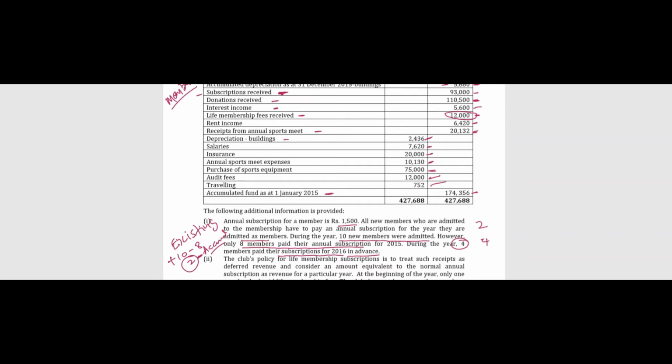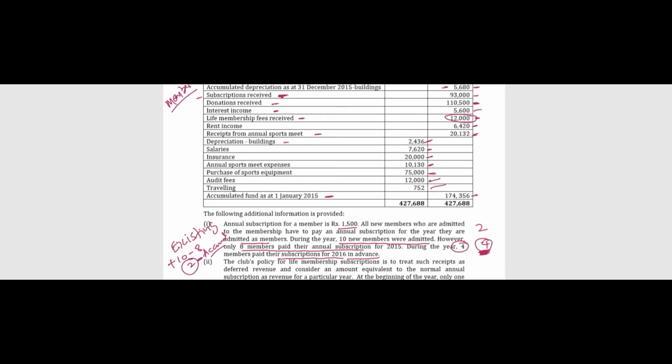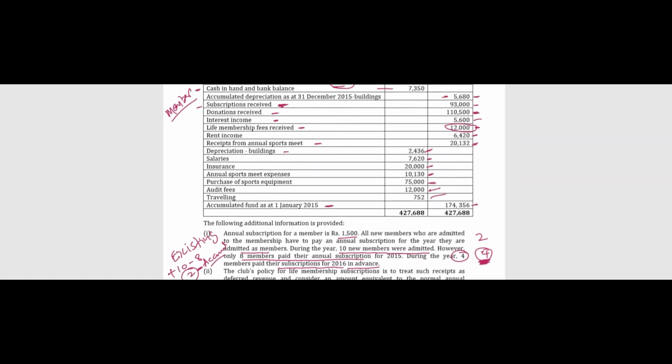And from existing members, 4 members paid their subscription for 2016 as well. So therefore they have paid in advance. So this amount cannot be recognized in the 2015 income statement. So therefore this has to be shown as received in advance in the financial position. So basically, based on this, if you prepare the amount to be recognized as subscription, how much to be shown?